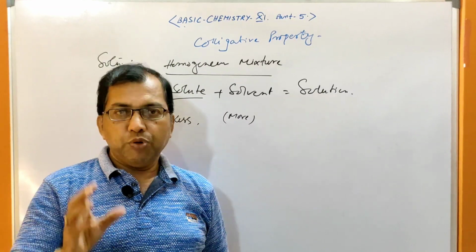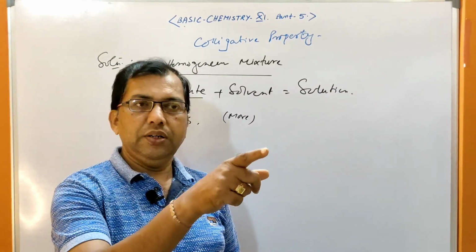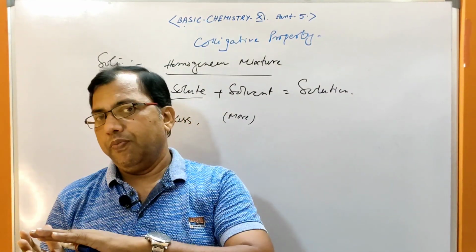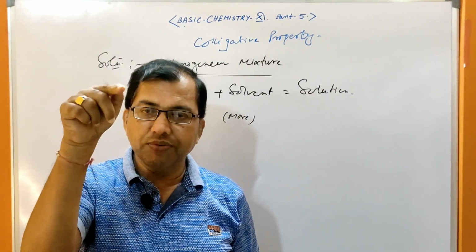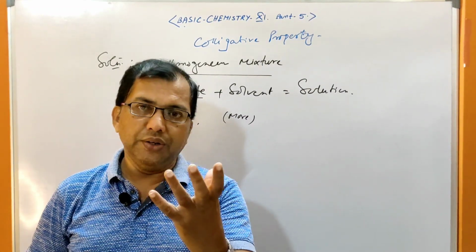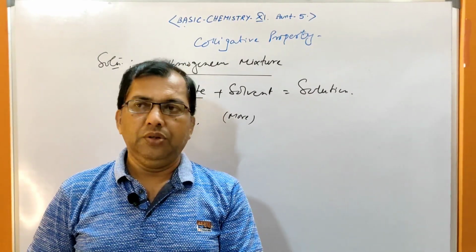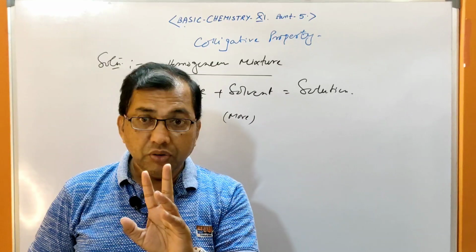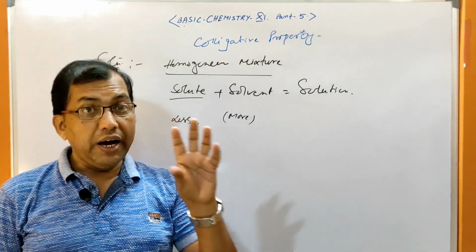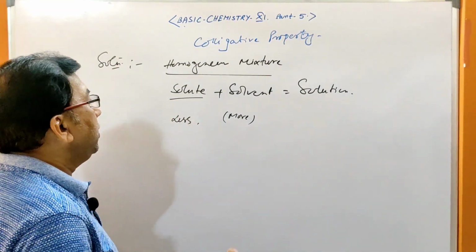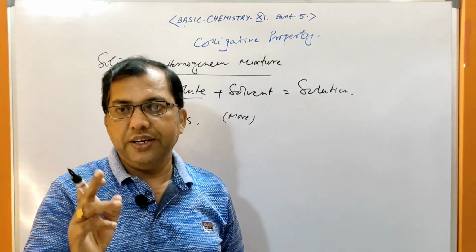Colligative properties are properties of solution. Clear? Properties of solution that depend upon the concentration of solute molecules or ions, not upon the identity of the solute. It doesn't depend upon the identity. Colligative property depends upon the concentration of the solute present, not the identity.